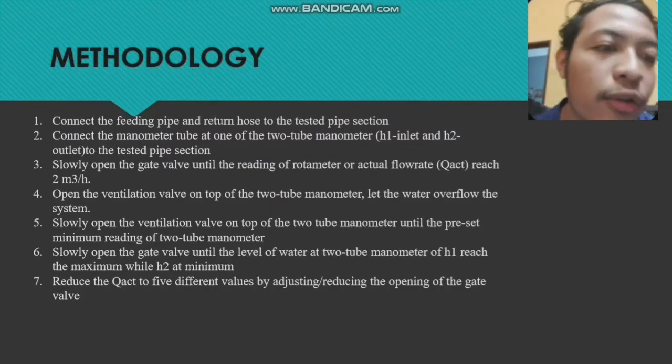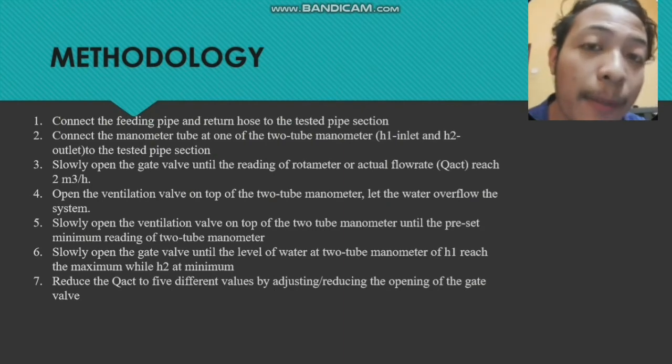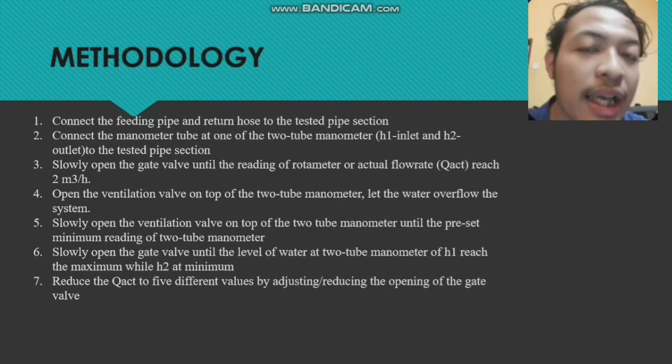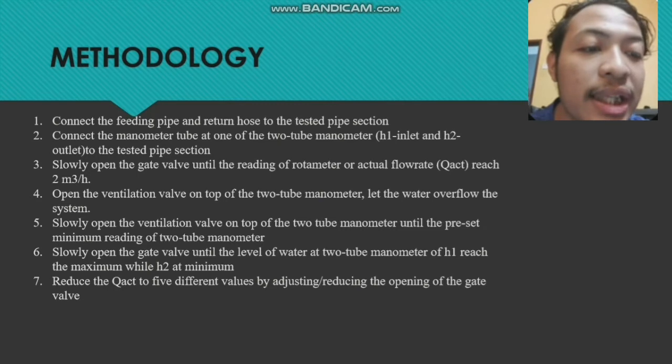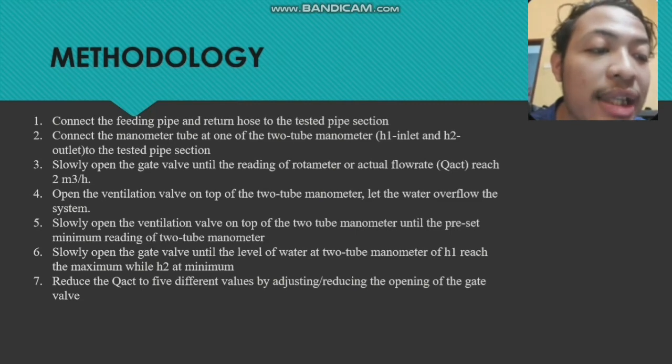Hi everyone. So for the procedure, there are I think 13 steps in all. The first is to connect the feeding pipe and return hose to the test pipe section. Number 2 is to connect the manometer tube at one of the tube manometers to the test pipe section. Number 3 is to slowly open the gate valve until the reading of the rotameter, or actual flow rate, which is Qx, reaches 2.